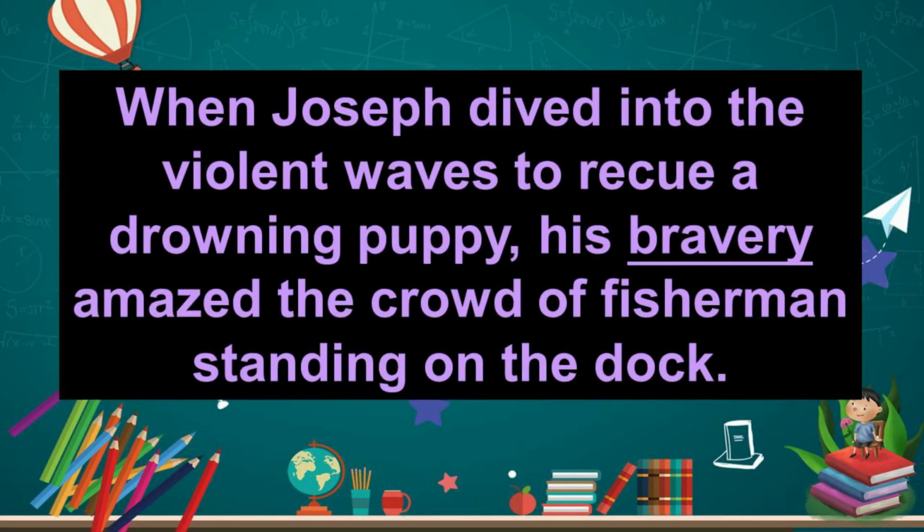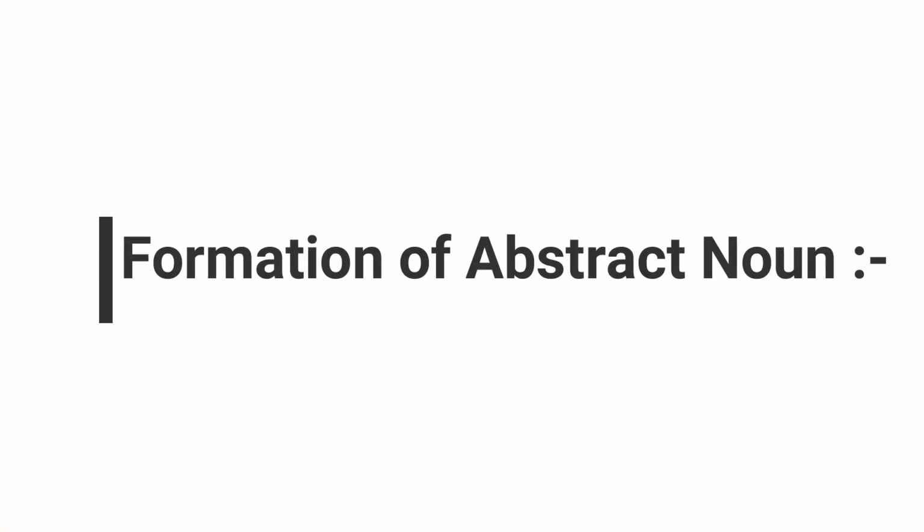When Joseph dived into the violent waves to rescue a drowning puppy, his bravery amazed the crowd of fishermen standing on the dock. So here, the word bravery denotes the abstract noun. Now let's see how the abstract noun is formed.